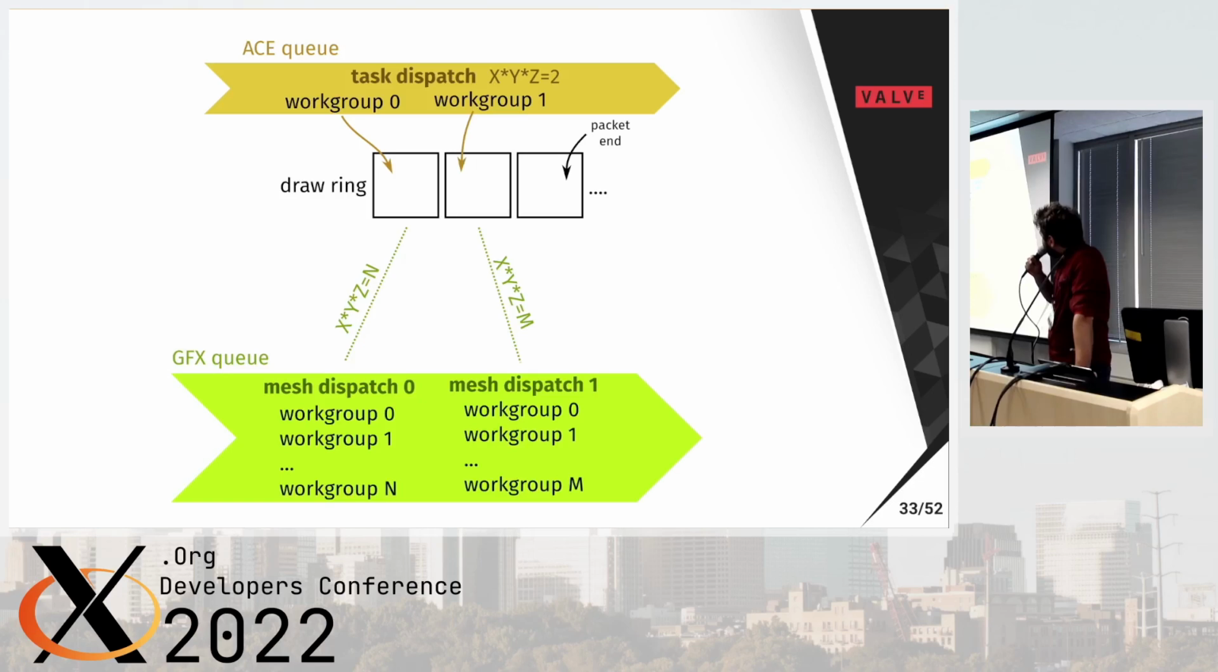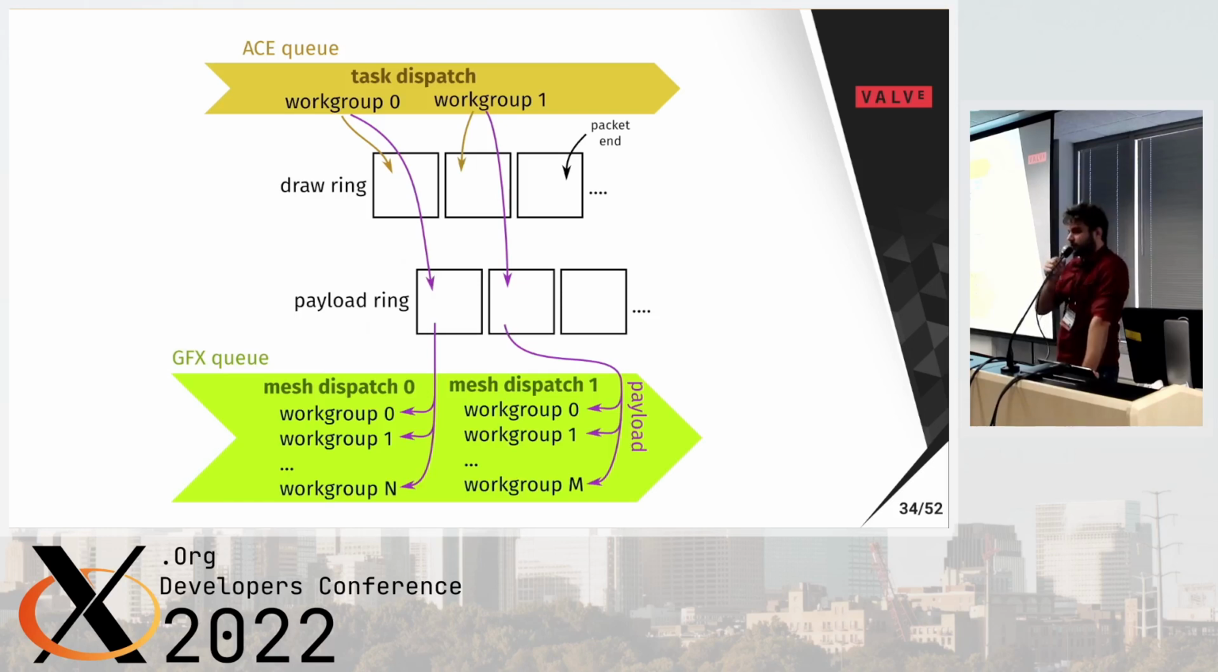So you get a dispatch on the compute queue. You run some workgroups of task shaders. In this example, you can see it's 2. And they write to a location in VRAM, which is called a draw ring. How many mesh shader invocations do you want to launch? And in this case, they launch N and M workgroups of mesh shaders. And if the application also uses payloads, there is another ring buffer, which we call the payload ring, which contains all the data, which is up to 16K per workgroup. And then the mesh shaders read from the same location in VRAM.